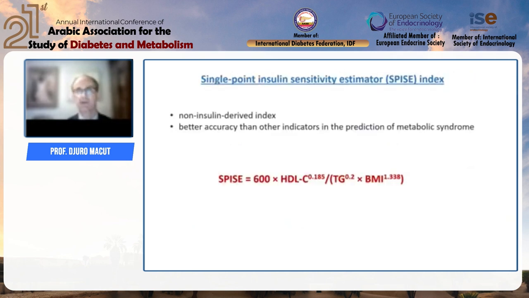In this attempt to find the best predictor or estimator of insulin sensitivity, we came to the non-insulin derived indexes, and one of the newer ones is the single point insulin sensitivity estimator, or the SPISE index, which is a non-insulin derived index with better accuracy than the other indicators in the prediction of metabolic syndrome. This formula uses HDL cholesterol, triglycerides, and body mass index.